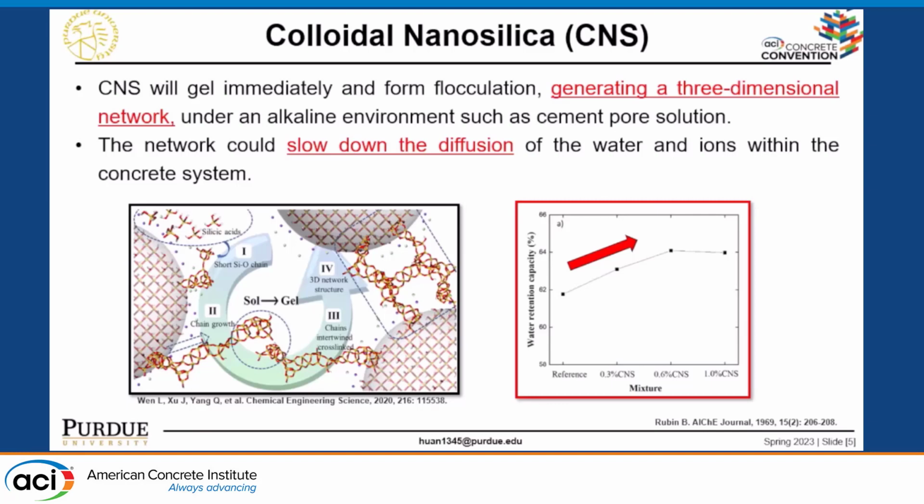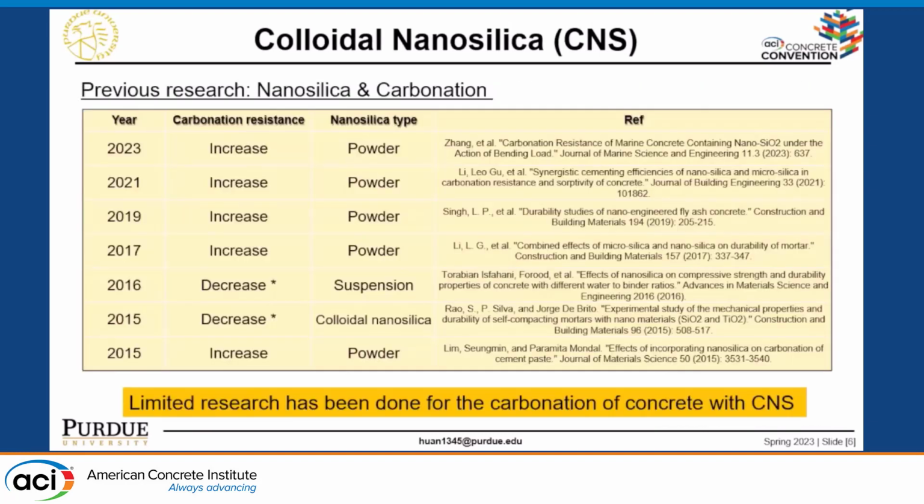This network can potentially slow down the diffusion of water or ions in the concrete system. Based on our previous study, as you can see on the right, the figure shows the increase of the water retention capacity of the cement paste. In simple words, the water is difficult to be released or evaporate inside the concrete system when there is CNS.